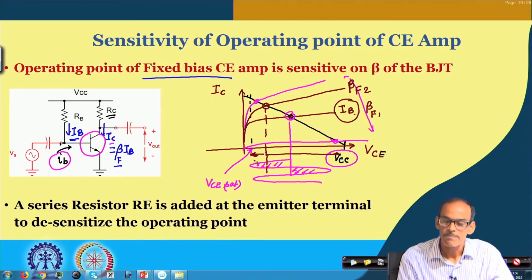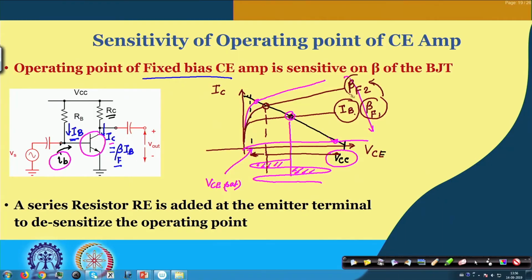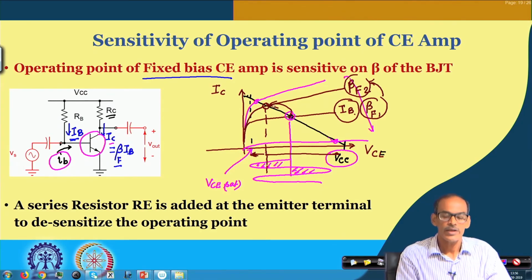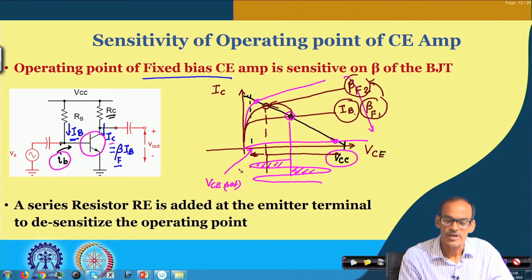So, as a result, if beta changes from the previous value to this new one, the IC characteristic gets shifted here, and then the operating point, since it comes here, may cause the signal to get distorted towards the lower side.